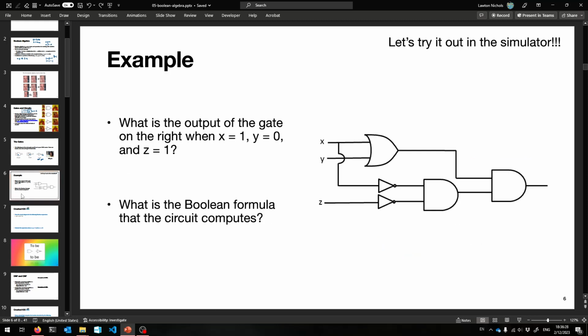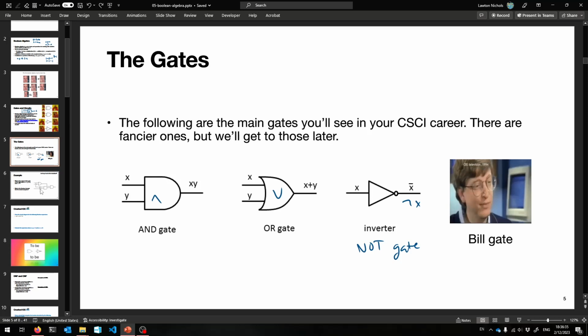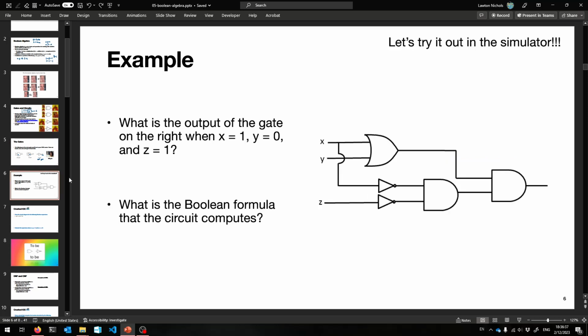All right, so here's an example, and let's walk through it. So first of all, here's a fancy gate. Definitely go back to this slide and try and understand it. Let's try and figure out the output of this gate when X is 1, Y is 0, and Z is 1. So these are the inputs on the left here, and we're going to pretend that X is 1, Y is 0, and Z is 1.